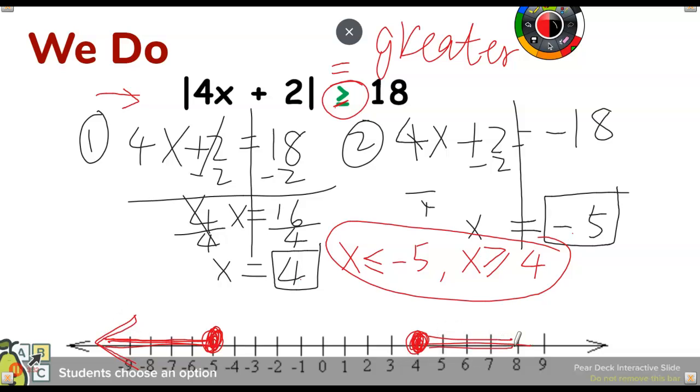And bigger than 4. So this is what your answer looks like. It means for whatever number in this number set that is smaller than -5, if you pick a number to represent the value of x and plug it into the original inequality, you're going to make the inequality true. The same for the other set that is bigger than 4. Okay, next one.